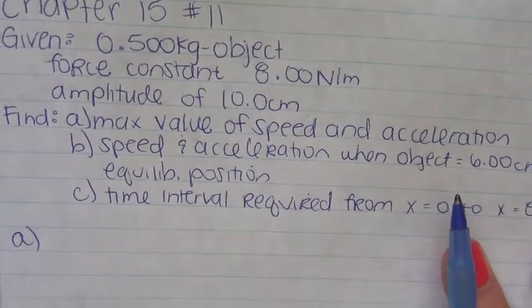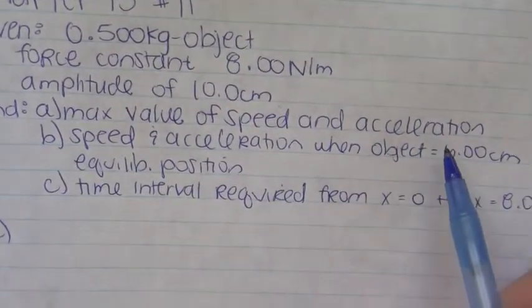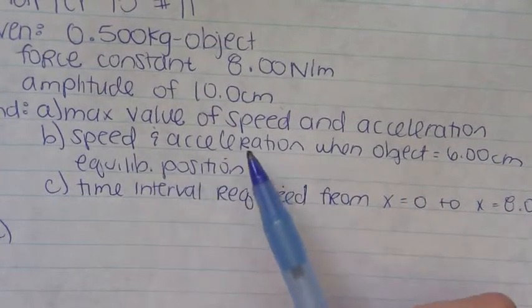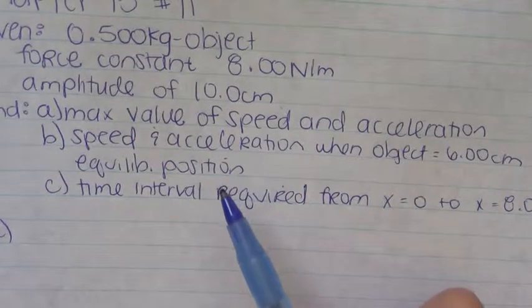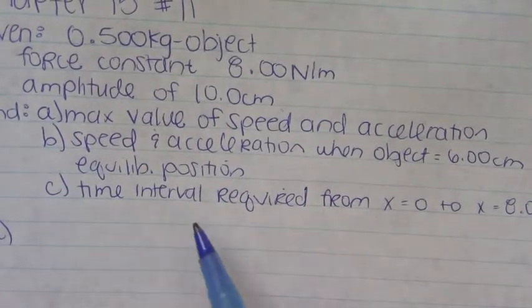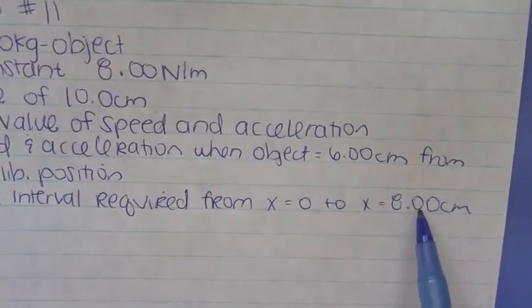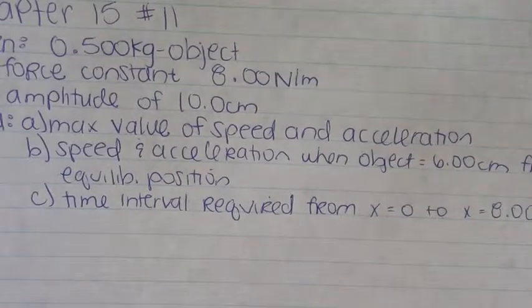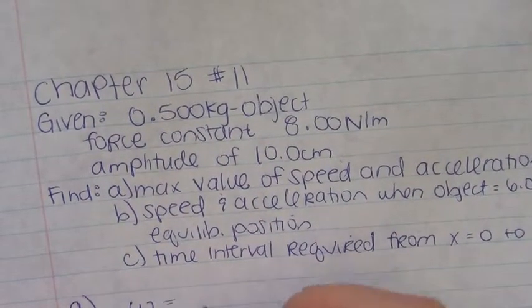So when we look at what we need to find, A is we need to find the max value of speed and acceleration. B, we need to find the speed and acceleration when the object is 6 centimeters from the equilibrium position. And then C, we need to find the time interval required from x equals 0 to x equals 8 centimeters.